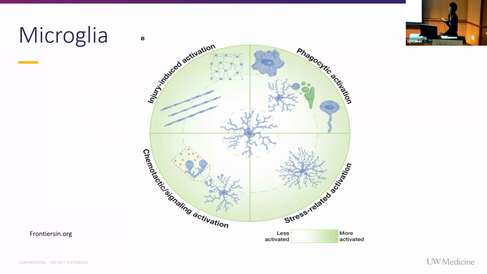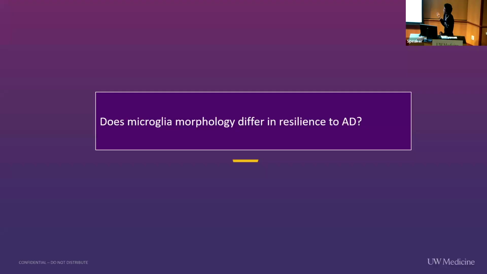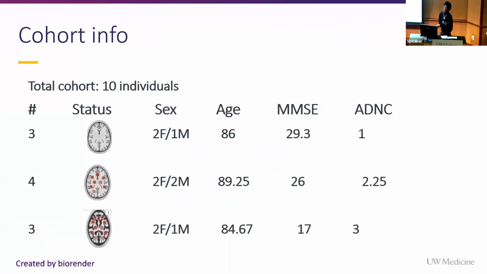So understanding the microglial morphology plays such a crucial role in the functions they serve, we were led to wonder, does microglial morphology differ in resilience to Alzheimer's disease? So for this study, we were able to successfully analyze the microglial morphology of 10 individuals, all split into the resistant, resilient, and affected individuals. I want to point out the fact that the resilient individuals, right here in the middle, had both a high ADNC score and a high cognitive score, meaning that they had significant pathology, but showed no cognitive dysfunction when we looked at them.